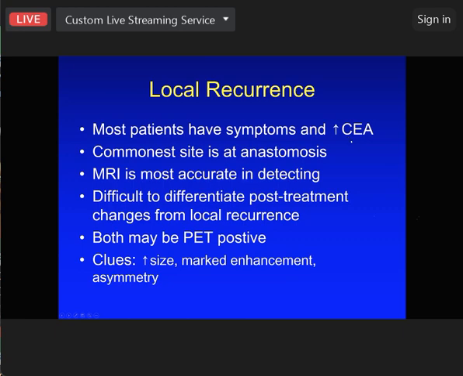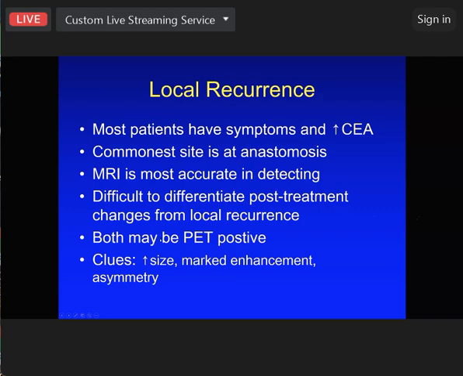Most patients with local recurrence will have an elevated CEA. The commonest site will be the anastomosis, so we look very carefully at that on imaging. And MRI is the best imaging modality to detect that. As I mentioned before, it's difficult to differentiate post-treatment changes from local recurrence. Both may be PET positive, but clues may be an increasing size over time, marked enhancement, and asymmetry, whereas normally fibrosis tends to be fairly symmetrical.